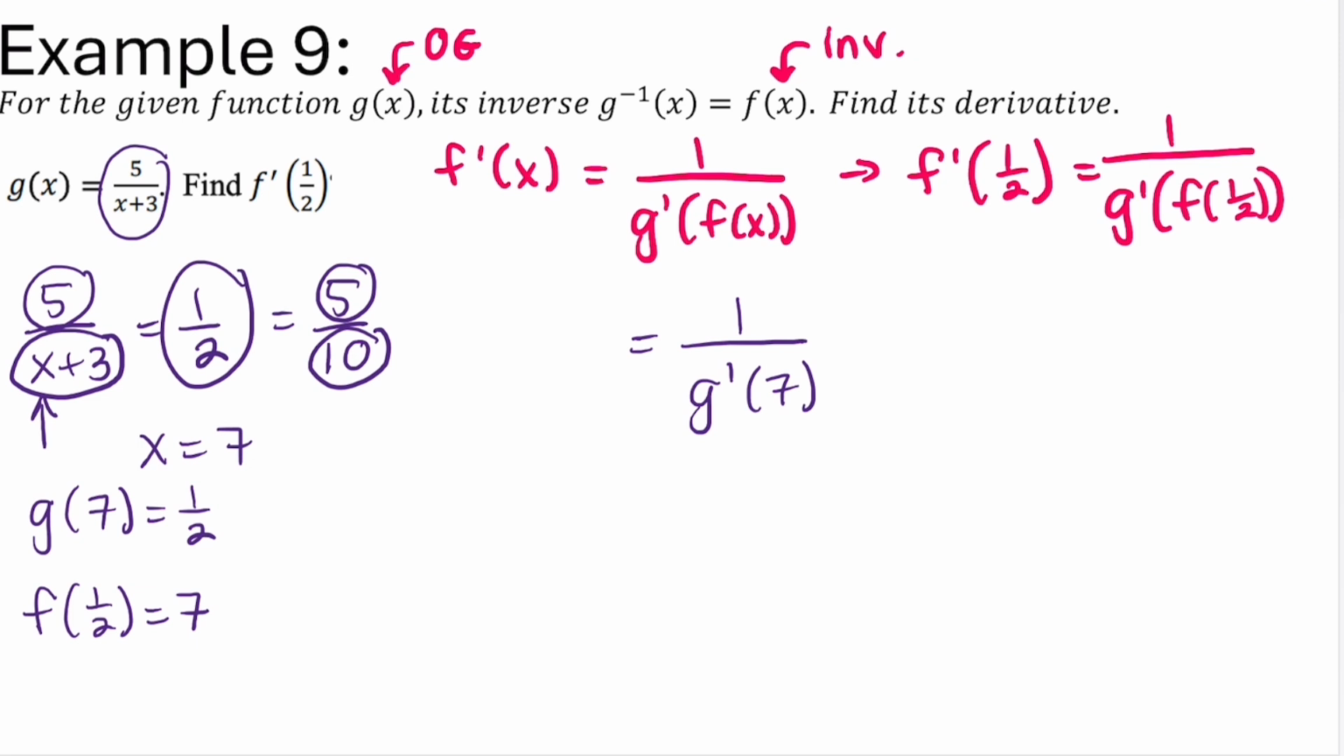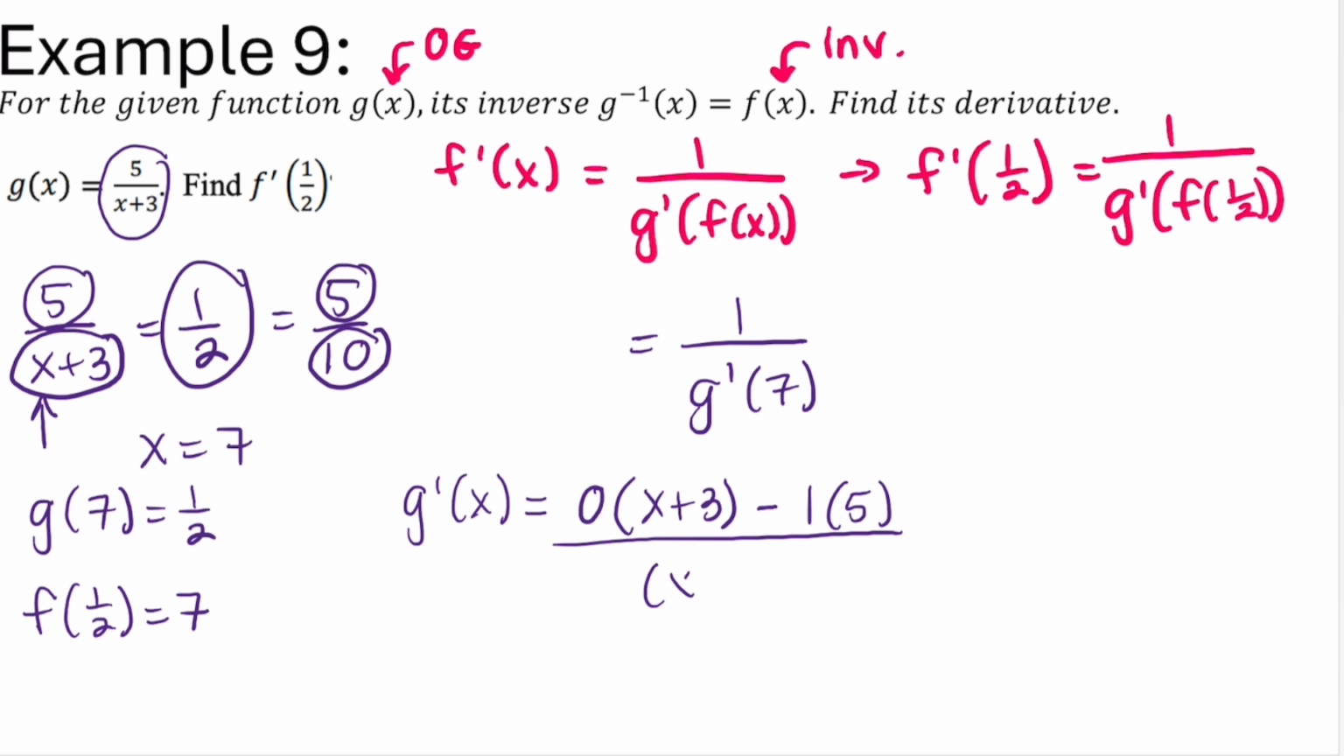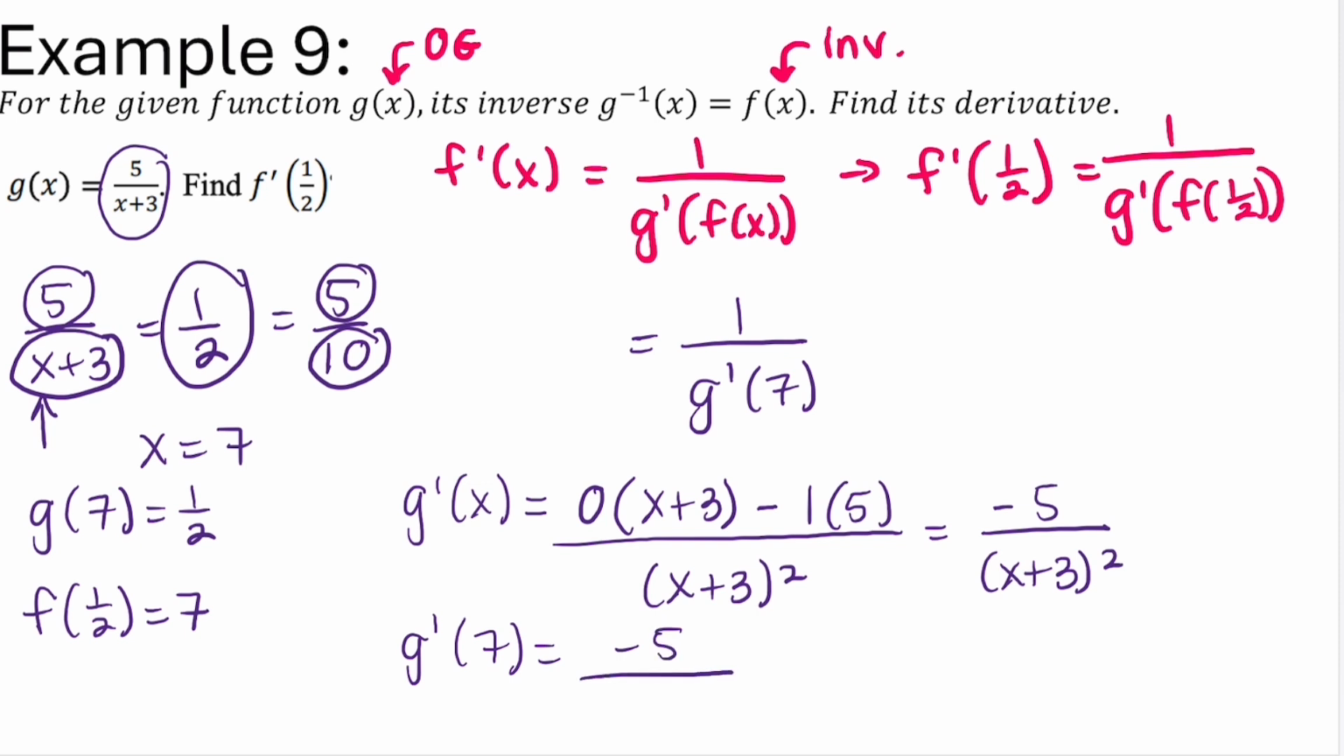Now I'm going to find g prime. So I'm going to have to find the derivative of g of x. So g prime of x, I'm going to do a quotient rule. So I'm going to do the derivative of the top, which is just 0, times the bottom, minus the derivative of the bottom, which is just 1, times the top, all over the bottom squared, which is going to be negative 5 over x plus 3 squared. And then I'm going to evaluate this at 7. So g prime of 7 is going to be negative 5 over, oops, not x, because I'm plugging 7 in.